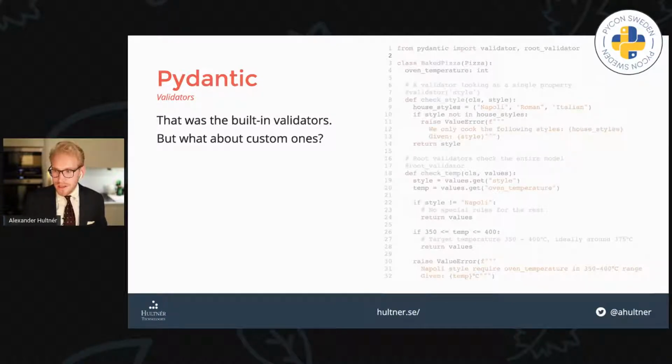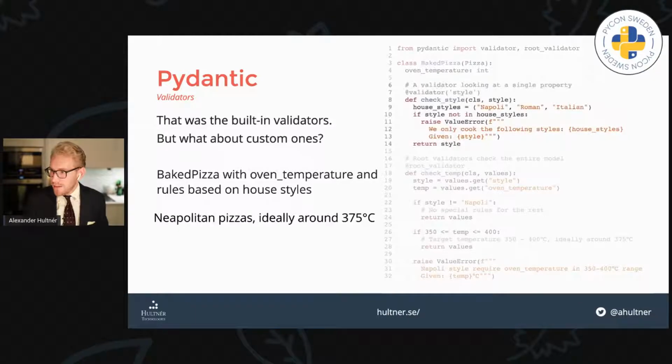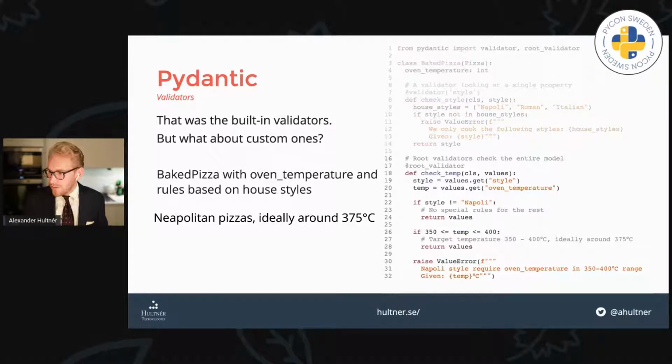So that was the built-in validators, but what about custom ones? Well, here we can see that we have a baked pizza. We can actually check some custom business rules based on that. And we can also check the temperature. So in this case, we want the Napoli-style pizza to have a temperature between 350 and 400 degrees. Otherwise, we will raise a value error.